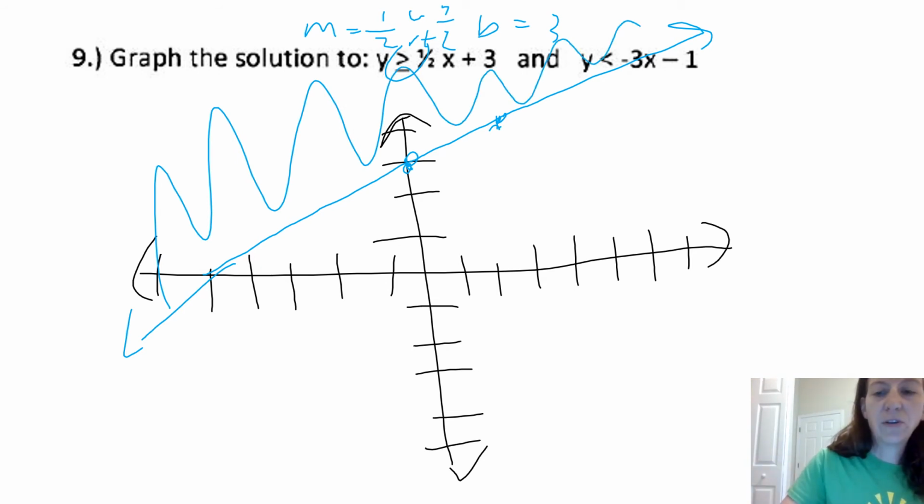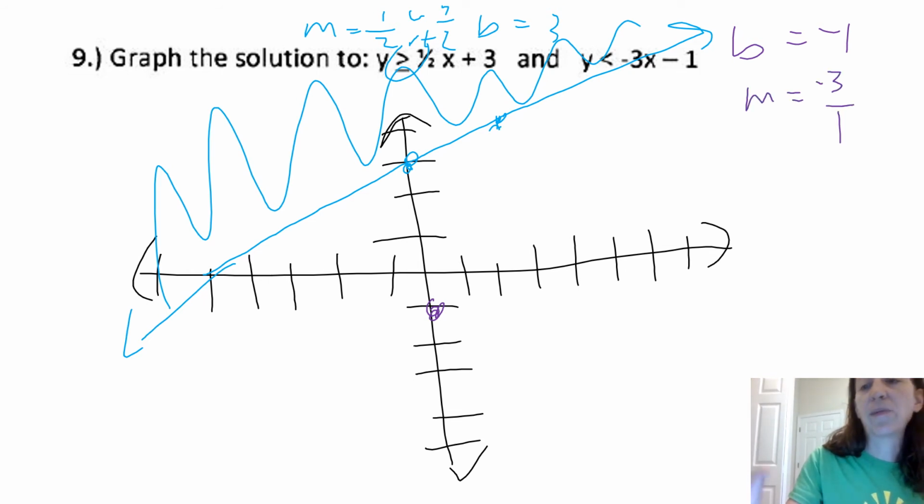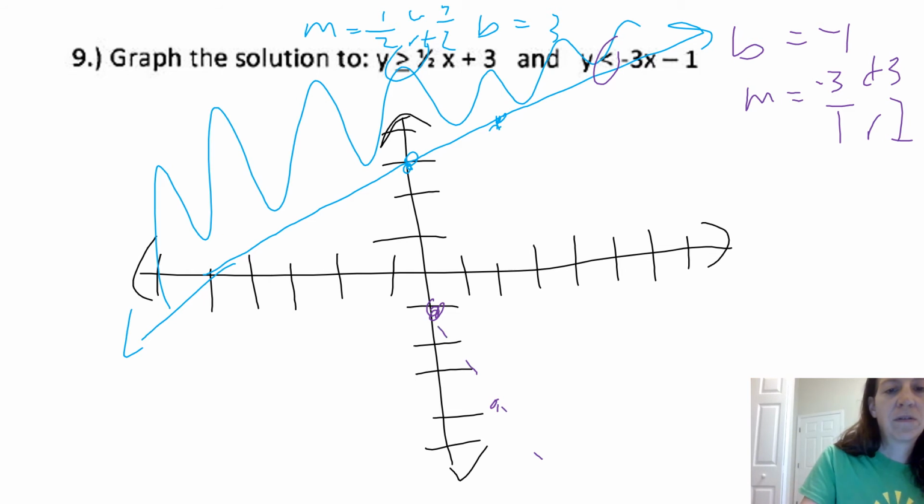Second one, we'll use purple. This one has a y-intercept of -1 and the slope is -3. Remember, you probably want that fraction there. So we're going to go down 3 and right 1. It is going to be a dashed line, and it says less than, so we're going to be shading below.